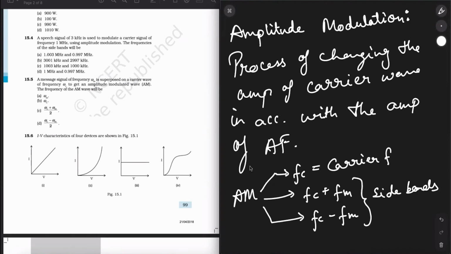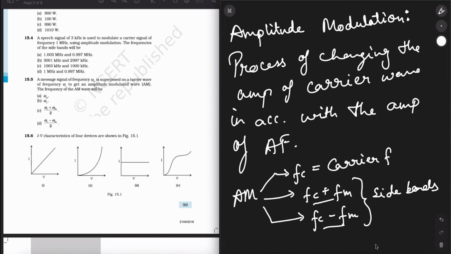So in this question, it is asking us to calculate the sideband frequencies. The frequency of the sidebands will be what? This will be the greater value, so this is called the upper band, and this is called the lower band. This you can understand logically.